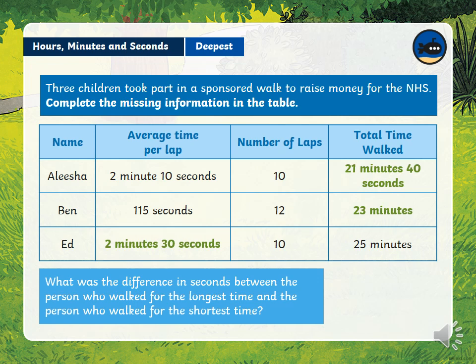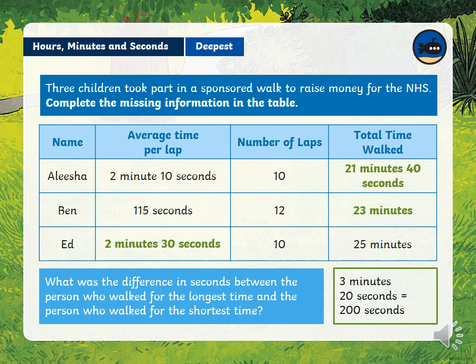Now this is a purple pen challenge. I want you to work this out. What was the difference in seconds between the person who walked the longest time and the person who walked the shortest time? So the answer is 3 minutes 20 seconds the longest, and 200 seconds the shortest.